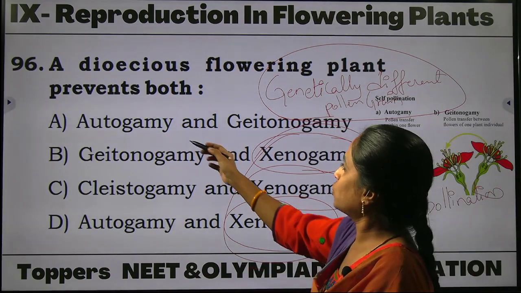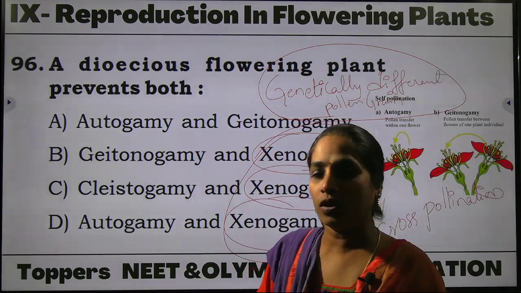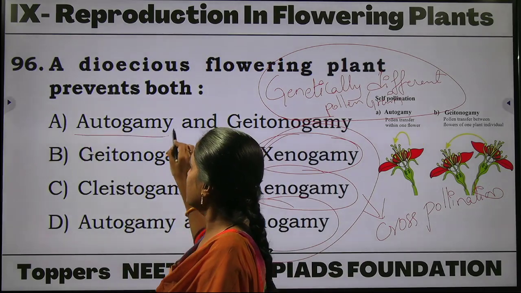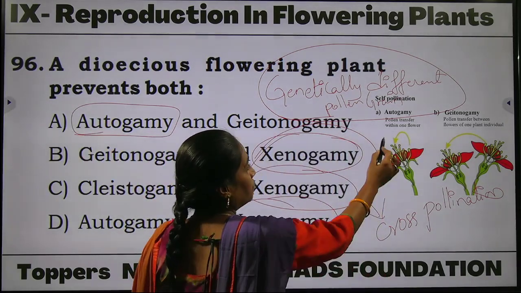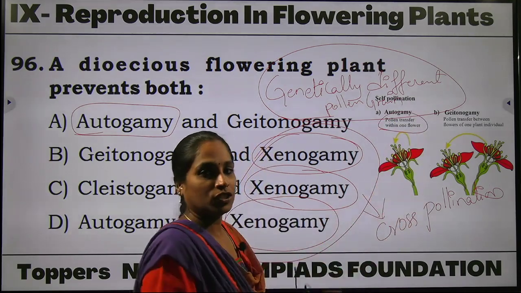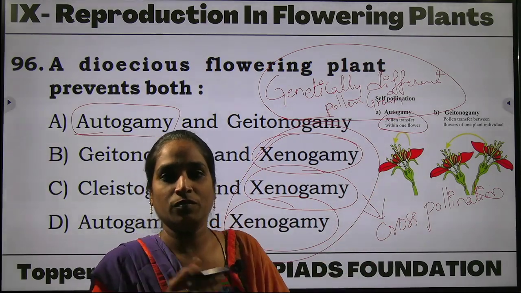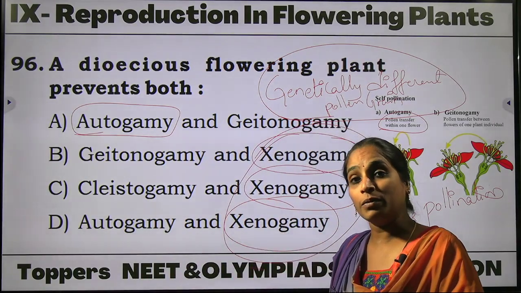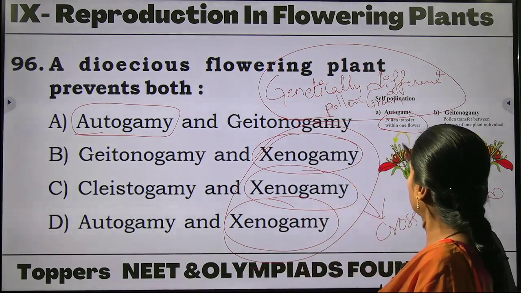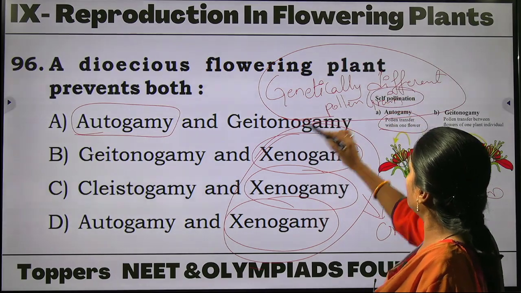Okay, and what is autogamy and geitonogamy? Autogamy in the sense self pollination. See in the picture, the pollen transfers within the flower. Within the same flower, the pollen grains from the male anther are transferring to the female stigma. Okay, so that is called self pollination.